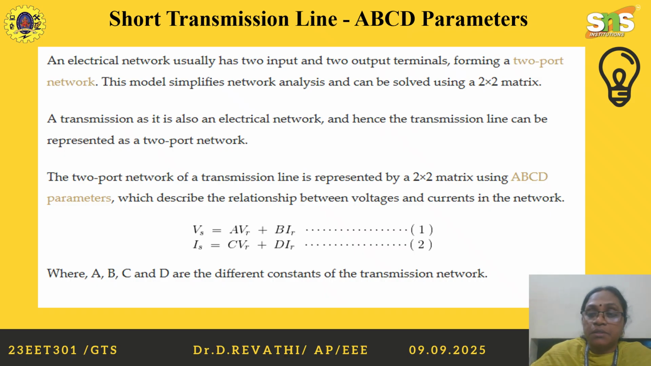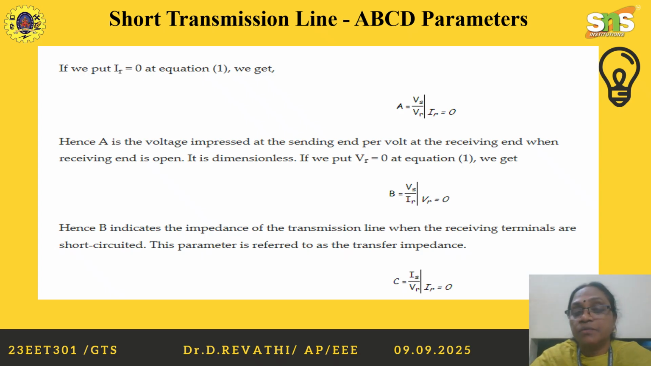First we have to find the values of A, B, C, and D. Considering IR equal to 0 in equation 1, we get the A value as Vs by VR, at IR equal to 0. Putting VR equal to 0 in equation 1, B is equal to Vs by IR, with respect to VR equal to 0. For the C parameter, we make IR equal to 0, so we get Is divided by VR at IR equal to 0.